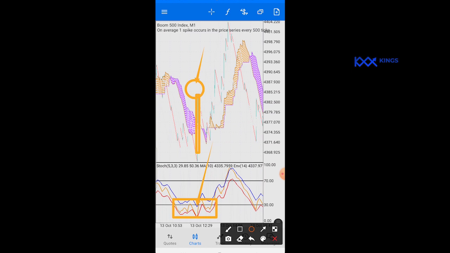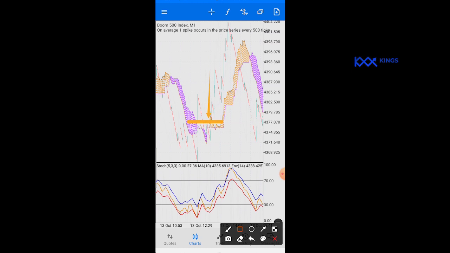So I wouldn't like to take this kind of trade. Instead, I will look for a small spike, which is the second spike after this one. The second spike that crosses is this particular spike right here. And you see that the crossing is still very close to our indicator line. So this is the perfect point for me to take this trade at this zone.